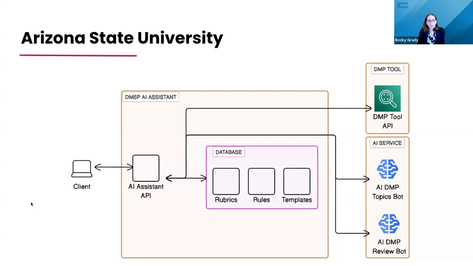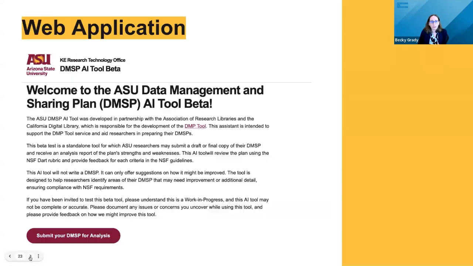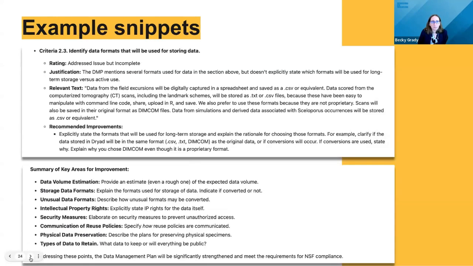On the next slide, you can just see a screenshot of their app, where they can submit their DMP for analysis. This is at ASU only right now. And then on the next slide, you can see an example snippet of some of the review that it came out with, where it can suggest areas that a person might want to improve based on what it was fed.